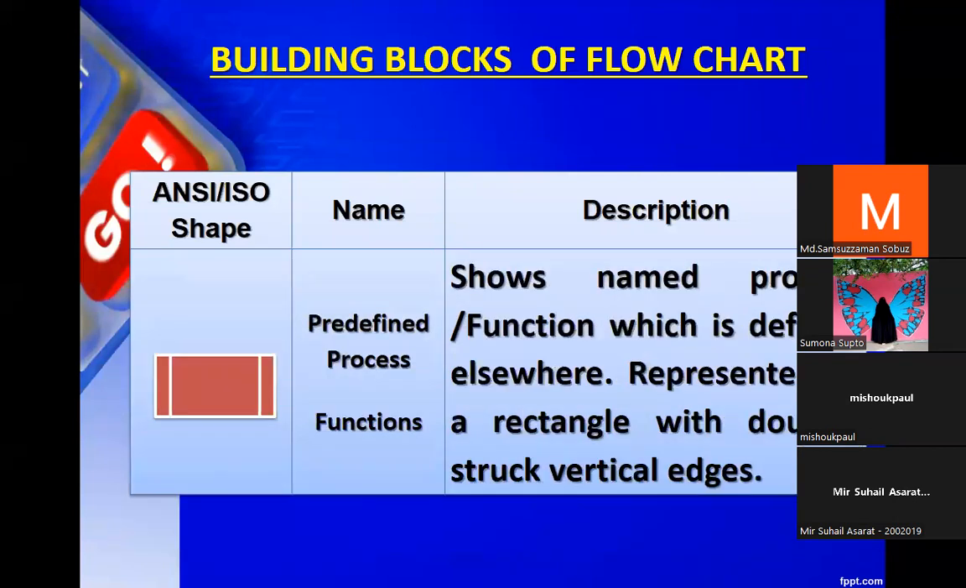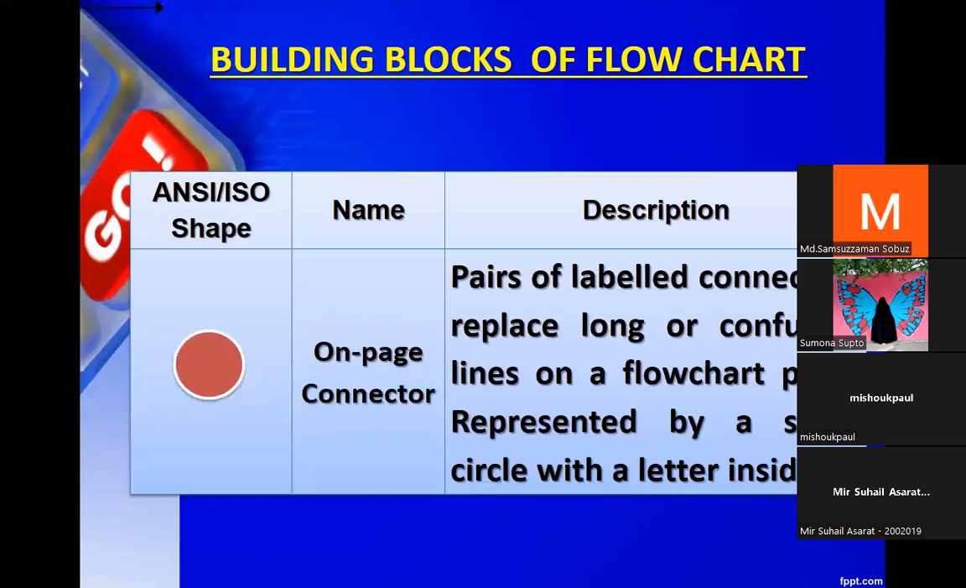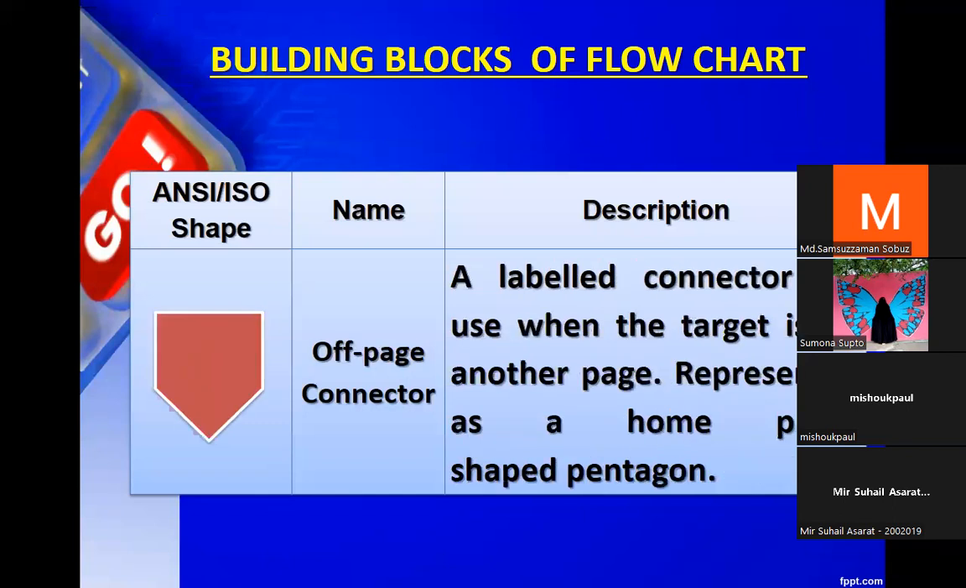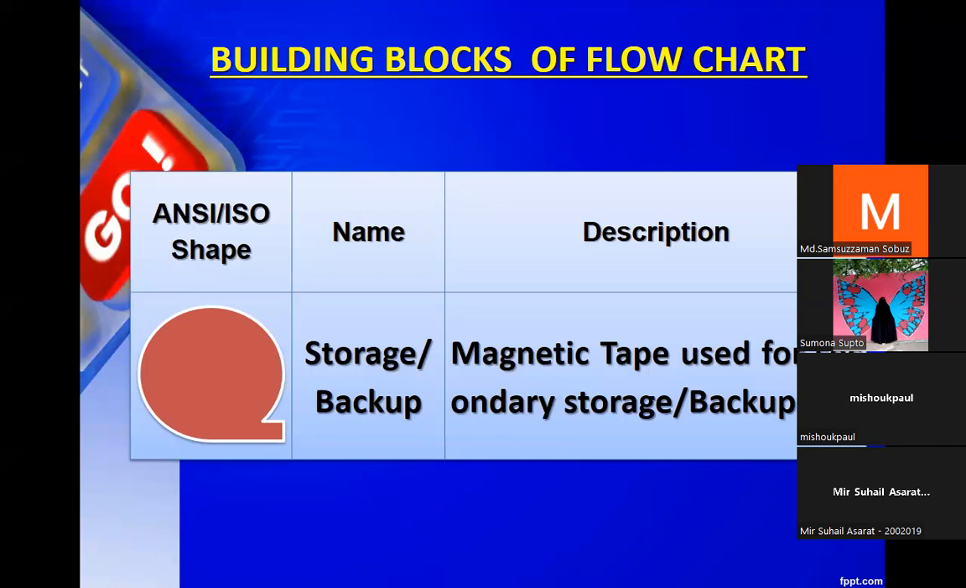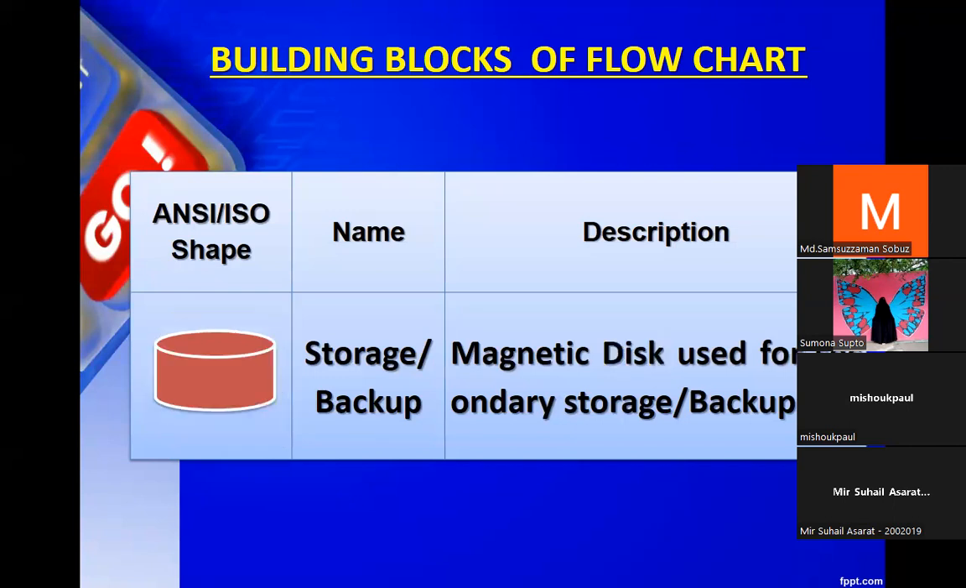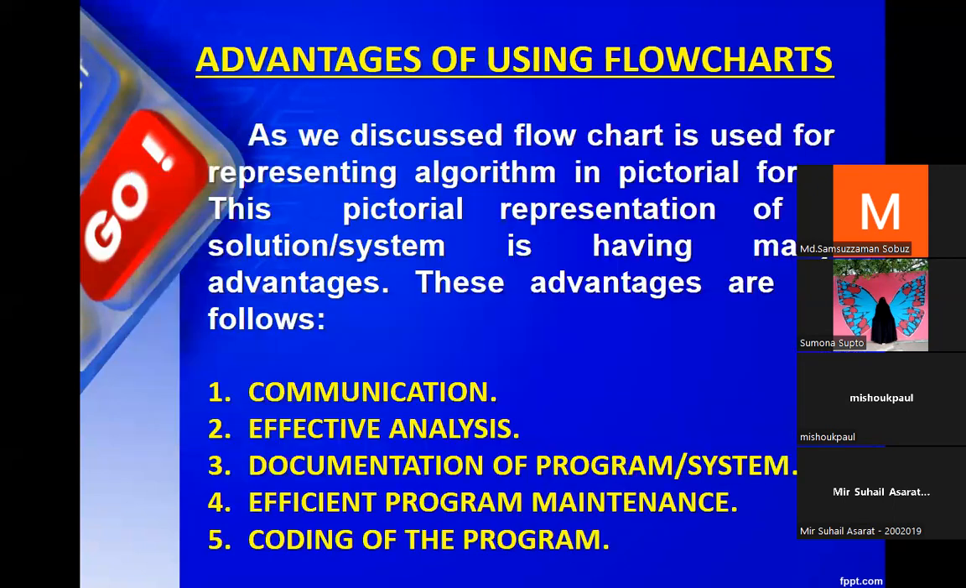And also this one shows a named process or function which is defined elsewhere. That means a predefined process or function. If we want to use any function or predefined process, then we can use this symbol, represented as a rectangle with double vertical edges. And this one, pairs of labeled connectors, replace long or confusing lines on a flowchart, represented by a small circle with a letter inside. On-page connector: basically, if your flowchart goes over two pages, one part on one page and the rest on another page, then we can use this symbol for connecting. And this one is the off-page connector, a labeled connector for use when the target is on another page, represented as a home plate shape, a pentagon. And this one for magnetic storage or any storage backup. This one is another type of storage backup symbol that we will use.